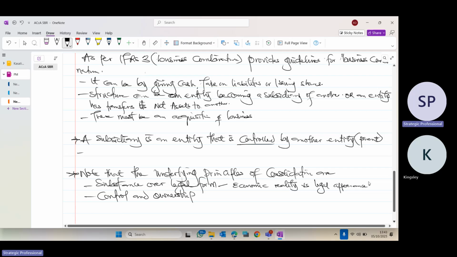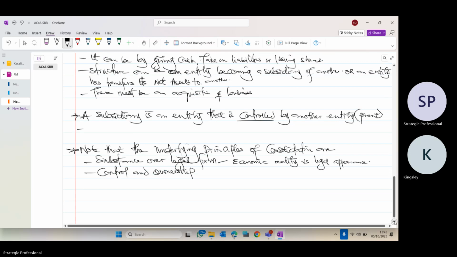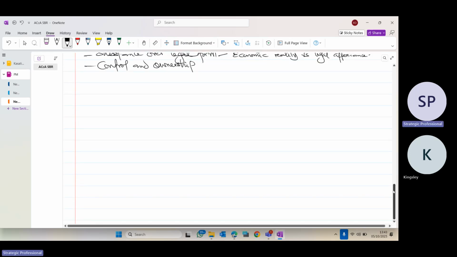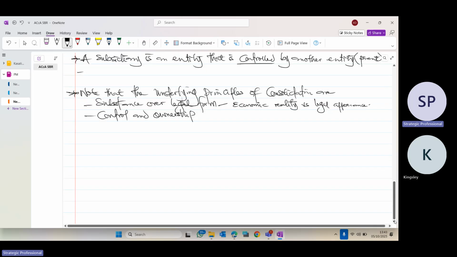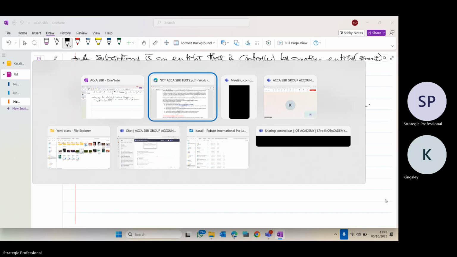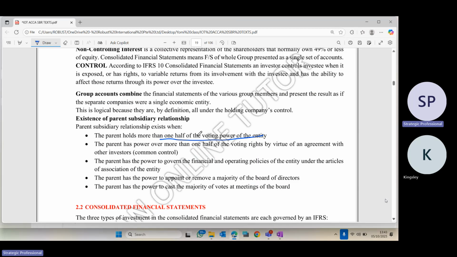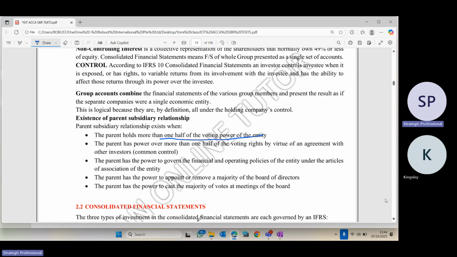Another one is control and ownership. Control and ownership means for us to consolidate, there must be ownership of a firm. Somebody must be controlling it, which is known as the parent company. Take note of that. How do we now consolidate?